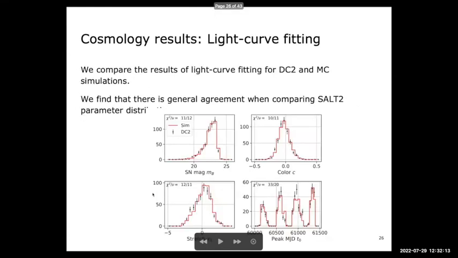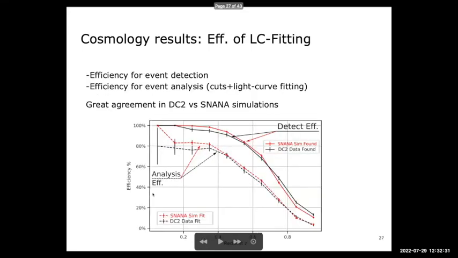And so we generate another set of light curves. These light curves, we can process them in the same way as the DC2 data, fitting them with the SALT2 model. And I'm showing you here the distribution of parameters that we obtained for the simulations and the DC2 data, and they agree very well.